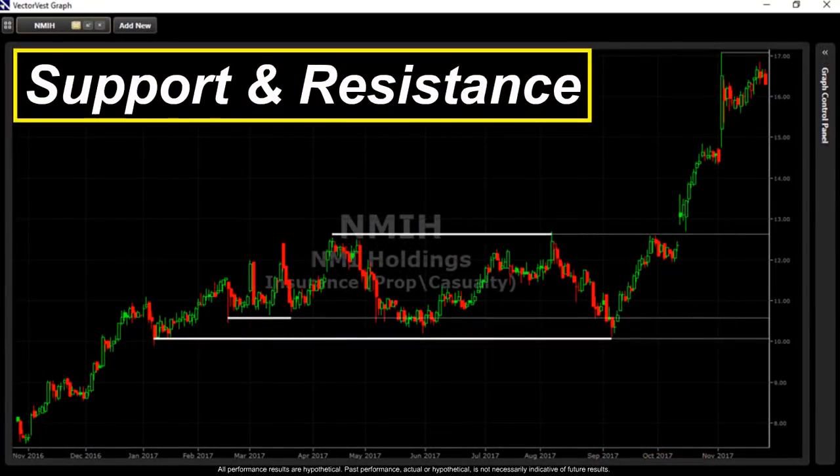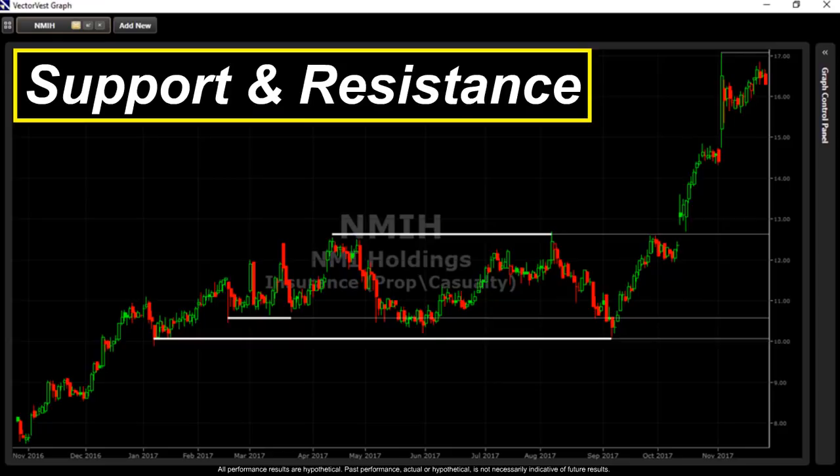Okay. Another very popular trading technique is to use support and resistance levels. One of the great things about the VectorVest tool, and I'm using the VectorVest tool here, is that it automatically has a way to draw the support and resistance lines for you. You can draw them yourself. You can draw horizontal lines where you feel or where you think support and resistance is. But let's take a look at what I'm talking about.